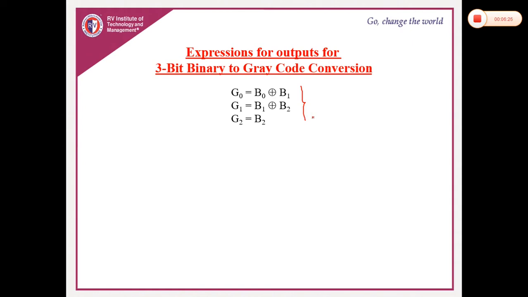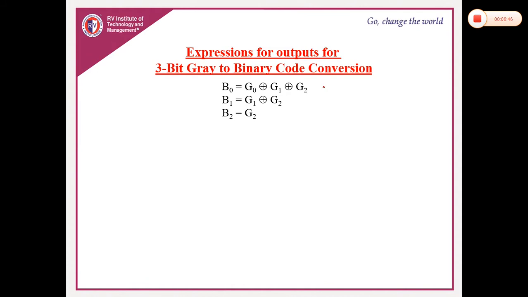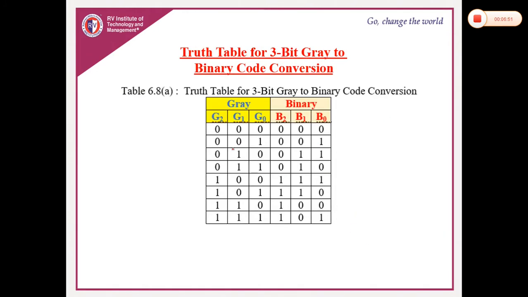This is 3-bit binary to gray code conversion. So next we'll go for the theory concept related to the reverse, that is vice versa, 3-bit gray to binary code conversion. So how to do this? We have seen 3-bit binary to gray; for 3-bit gray to binary, it is somewhat different. The gray input is G2 G1 G0 and the binary output is B2 B1 B0, because it is 3 bits in length.